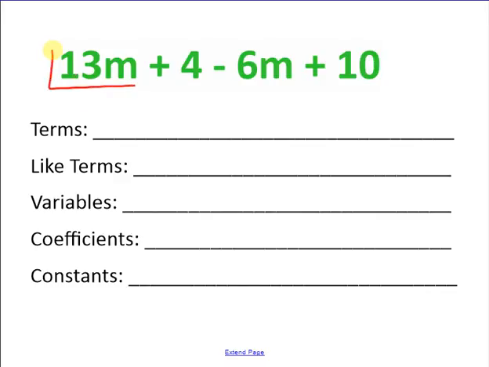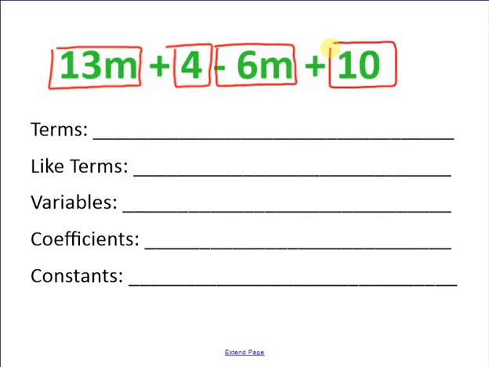Okay, what are our terms? Again, I'm going to box them off so that we can see them clearly. When there's a negative sign in front of it, we need to take the negative sign with it. You always take the sign in front of it with it. So here we have a 13m, we have a 4, we have a negative 6m, and we have a 10. What are our like terms? We have a 13m, and we have a negative 6m.